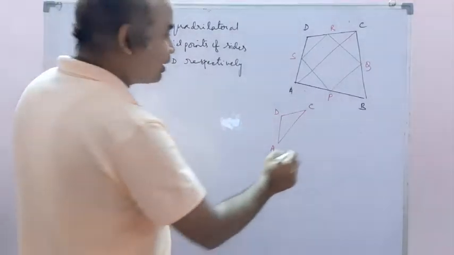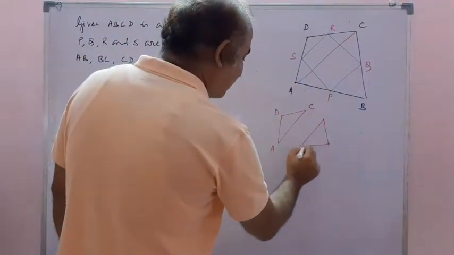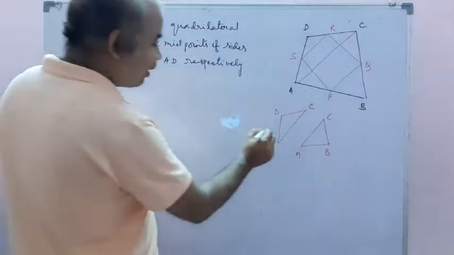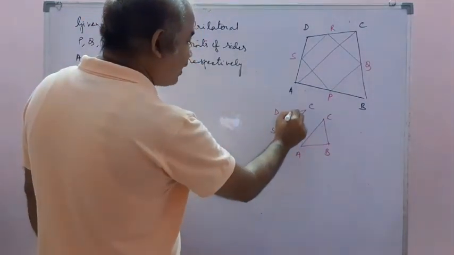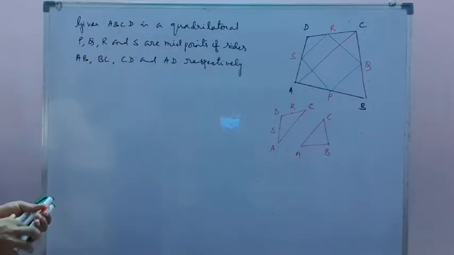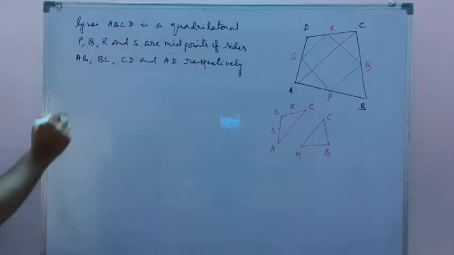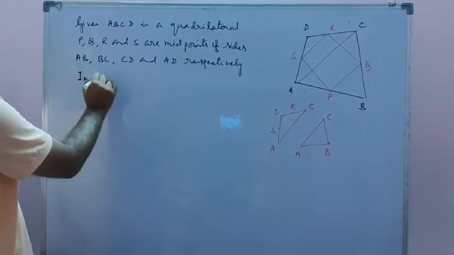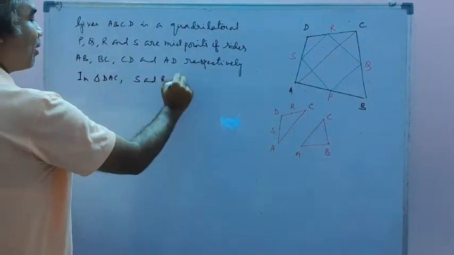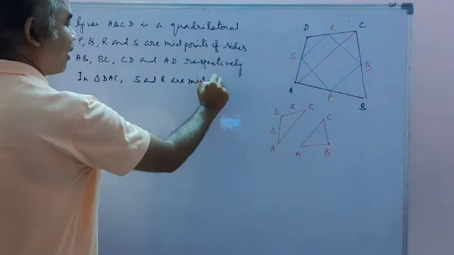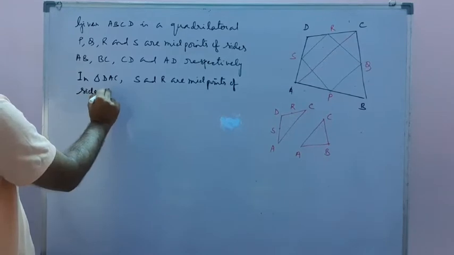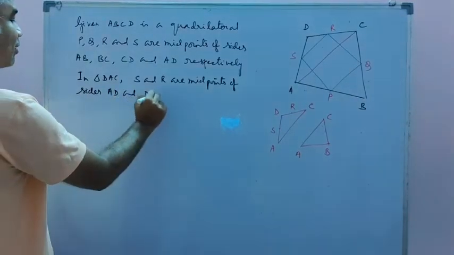Two triangles are formed, because you know that a diagonal divides a quadrilateral into two triangles. One is triangle DAC, one is triangle BAC. In triangle DAC, S is the midpoint of side AD and R is the midpoint of side DC. So in triangle DAC, S and R are midpoints of which sides? Two sides, AD and DC.